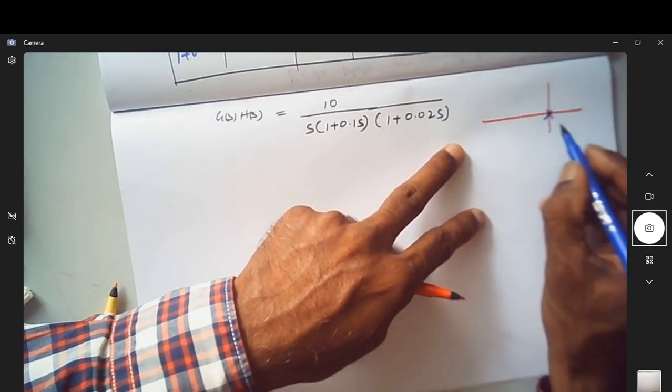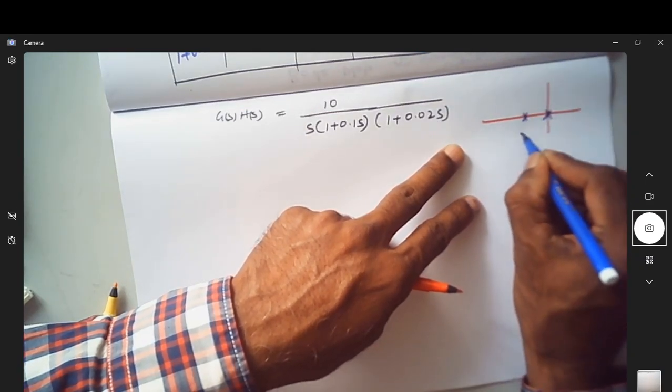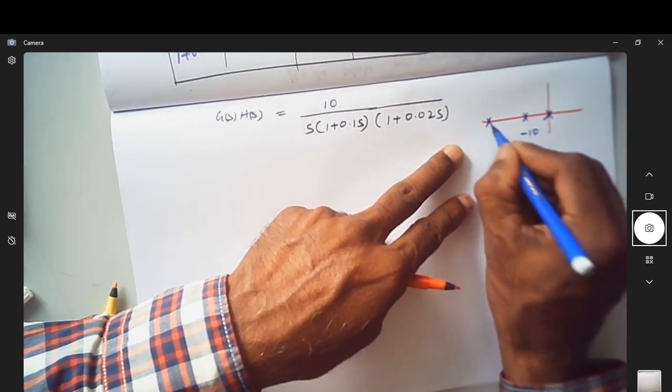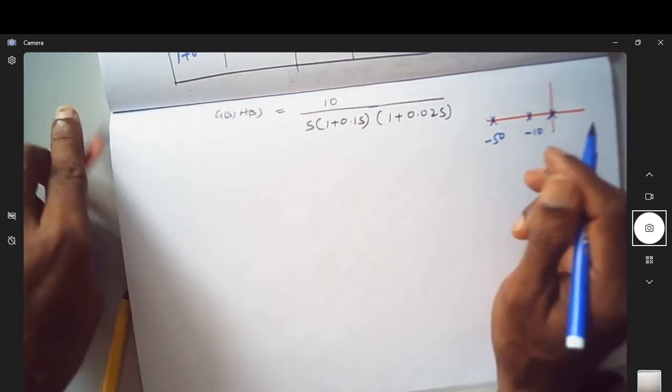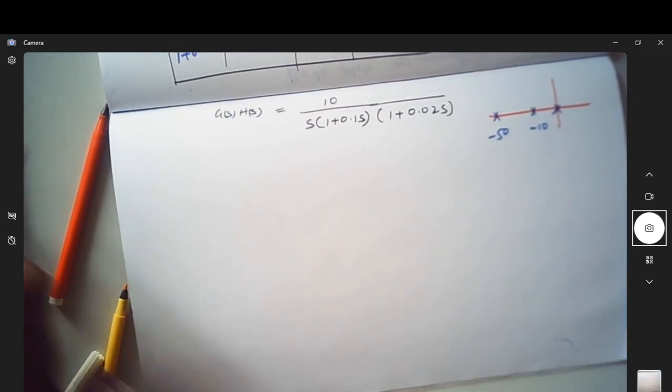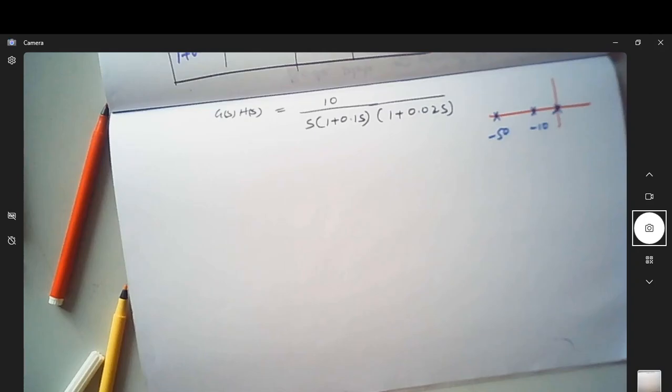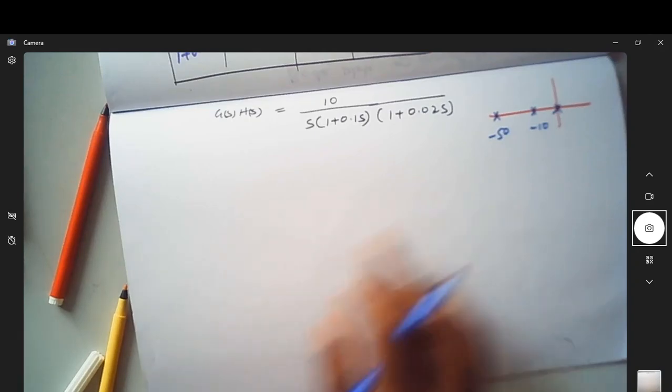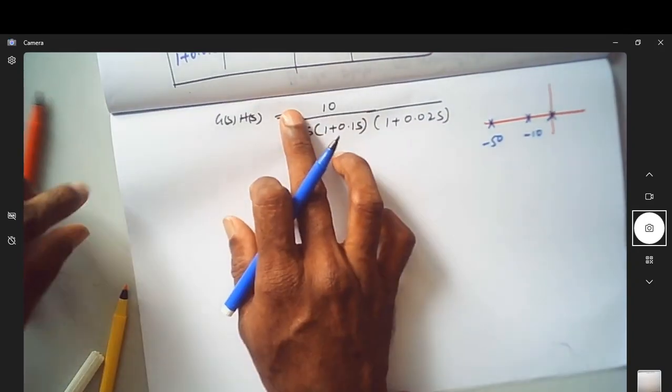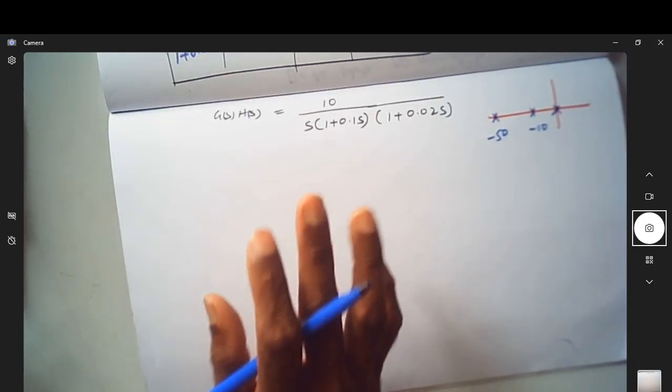There is a pole at the origin, a pole at minus 10, and a pole at, I think this is minus 50. So 1 over 0.02 is 50. So these are the pole positions. We are asked to plot the Bode plot.